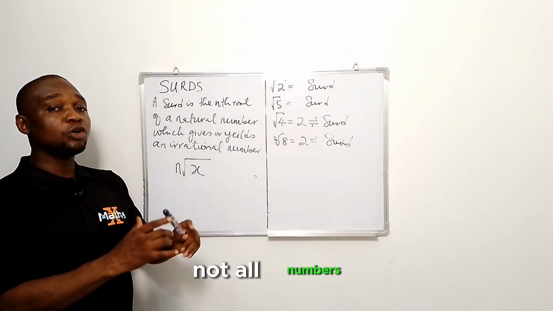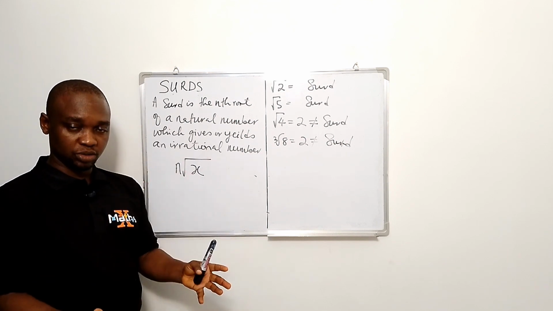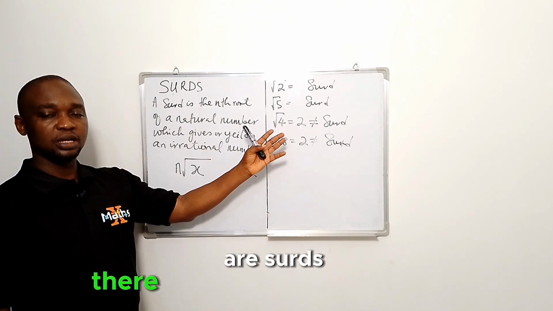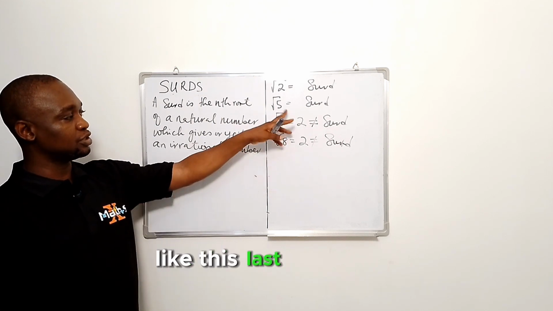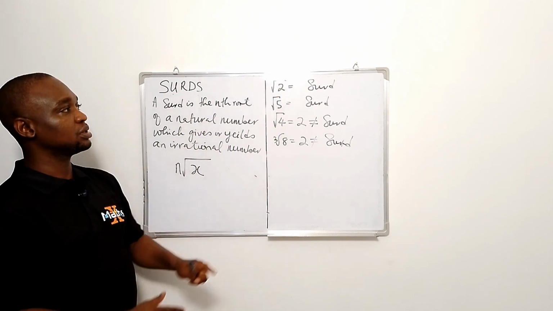So not all numbers that are in square roots or that are in roots are surds. There are some that are not surds, like these last two that I just showed you. But the first two up there, these ones are surds.